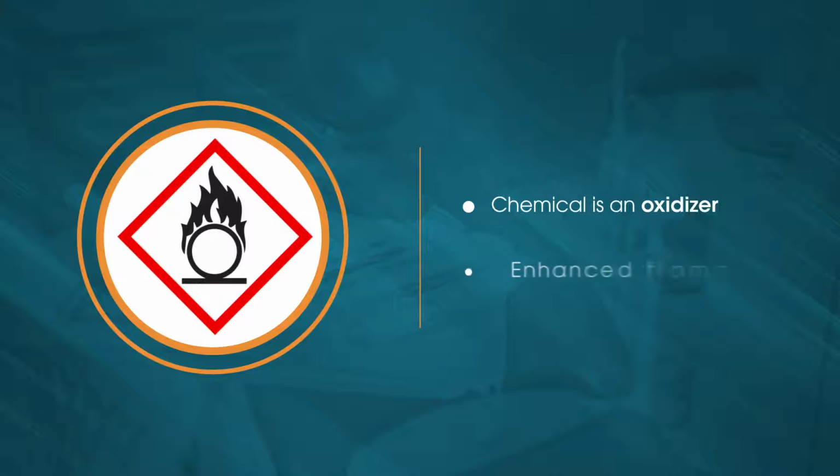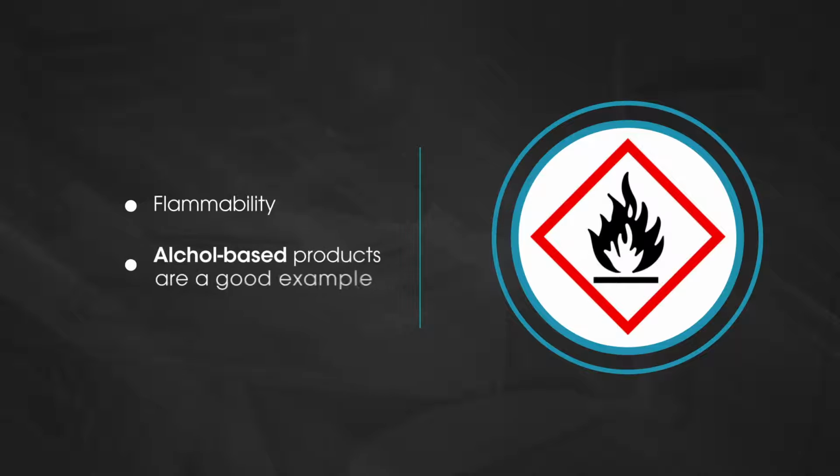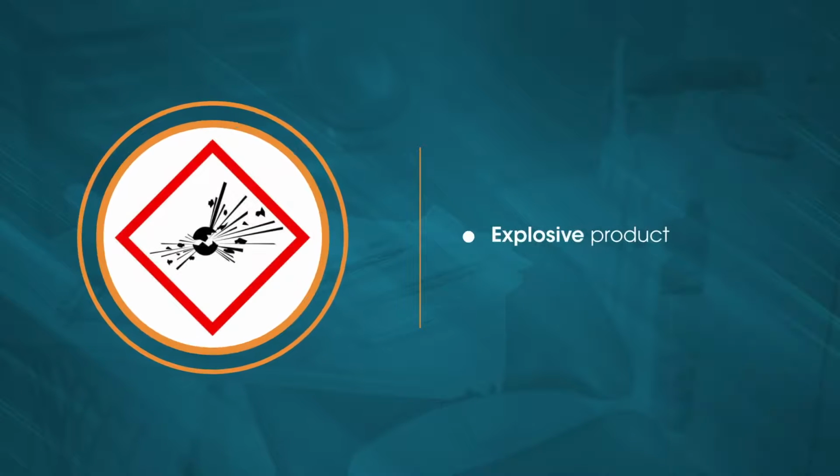So for example, this first symbol is the letter O with a flame. This stands for a chemical that's an oxidizer. This is going to enhance the flammability of a product. This next symbol is flammability. Think about all the items in your practice that could cause fire or be flammable. And the first one that comes to my mind is the hand sanitizers, because the majority of that product is alcohol-based. The next symbol is an explosion. This is a product that could be an explosive.